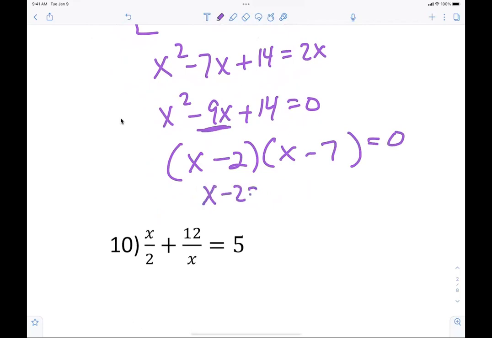Set them equal to 0. X minus 2 equals 0. X minus 7 equals 0. So x is 2 or x equals 7.